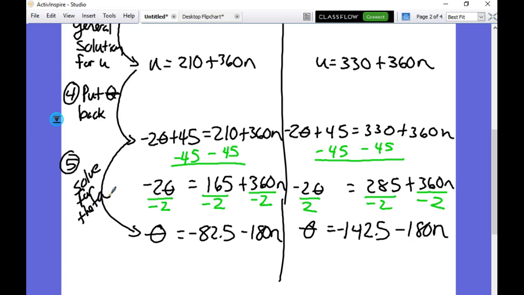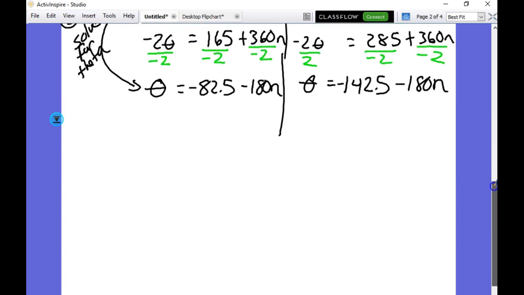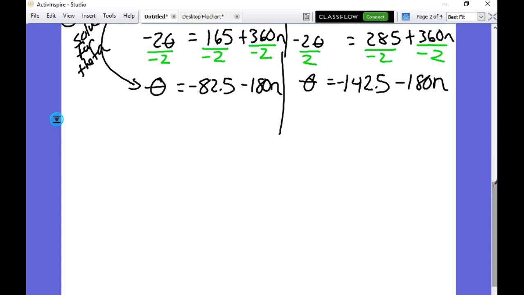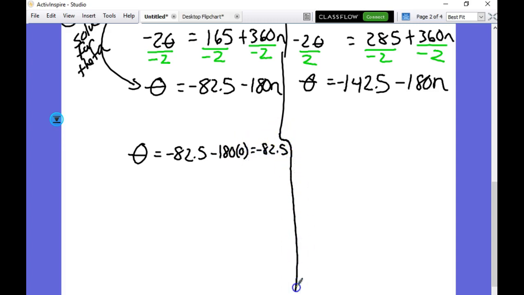All right, we're almost there. So now I have a general solution for theta instead of u. Now, but notice the period is smaller, so we're going to get more answers than we usually would have. So let's go ahead and do this. We start off with 0, right? And that's going to be -82.5. Is that on my interval? According to our directions, is that on my interval? No. We want 0 to 360, so we're not going to use that.